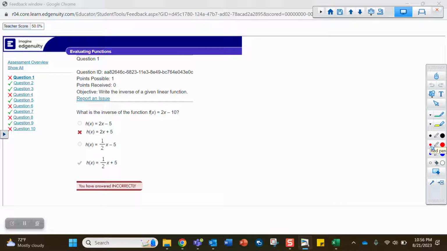In this lesson, it is about writing inverse functions. When we write inverse functions, essentially what we're doing is solving the equation for the other variable.